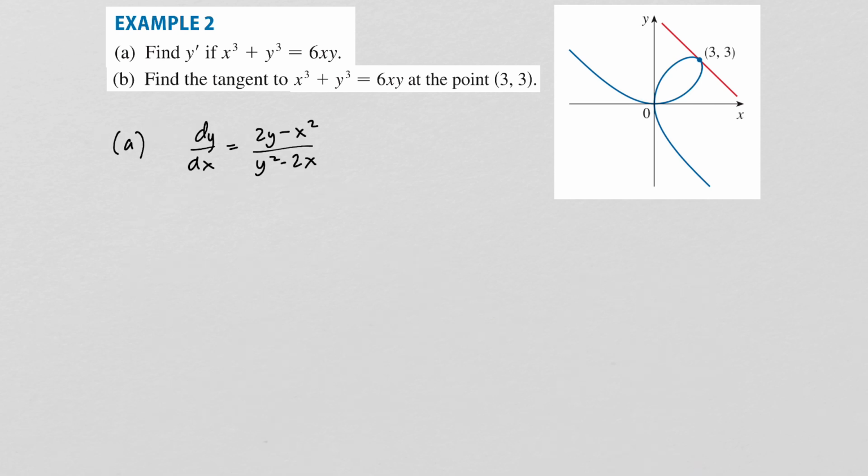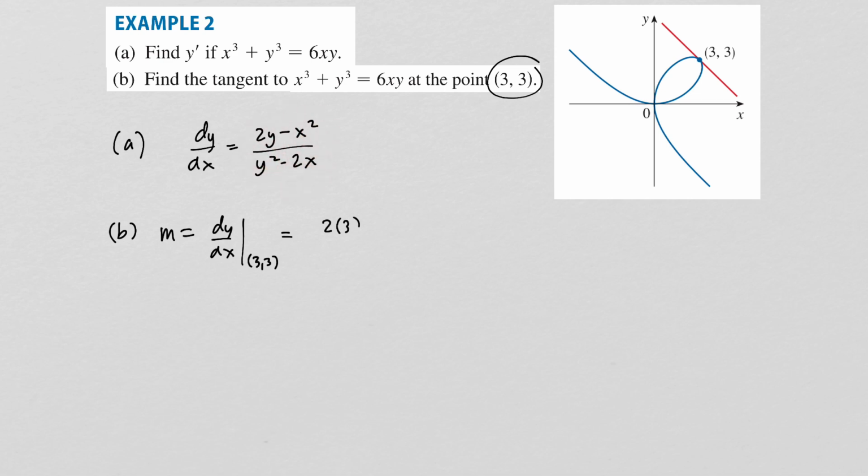So now that we have the answer to part A, let's go ahead and try part B. Find the tangent to that curve at the point 3, 3. So we already have the point, we need the slope. The slope, of course, is going to be the derivative dy dx evaluated at the point 3, 3, which means we need to plug x equals 3 and y equals 3 into our derivative.